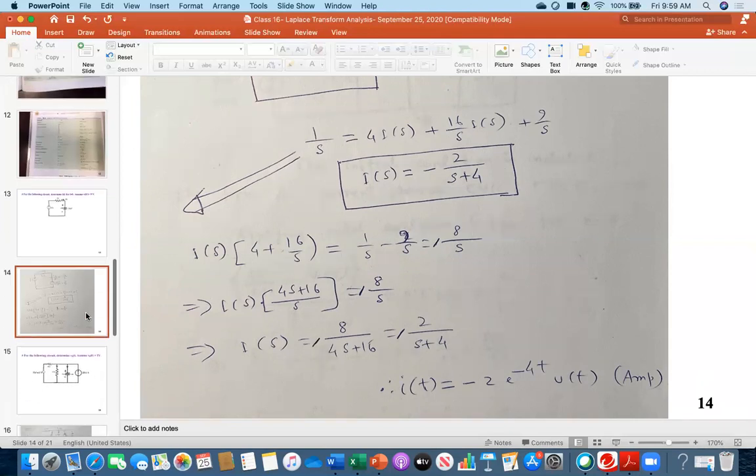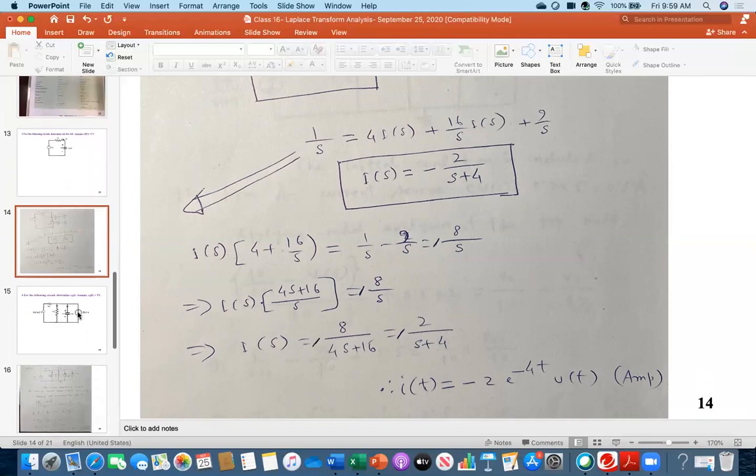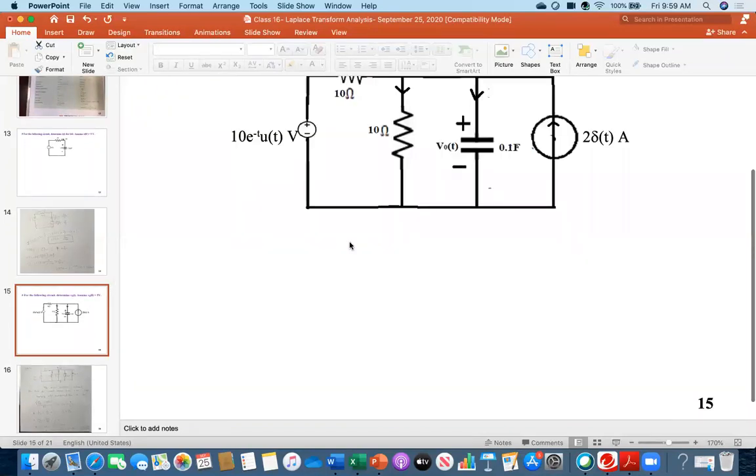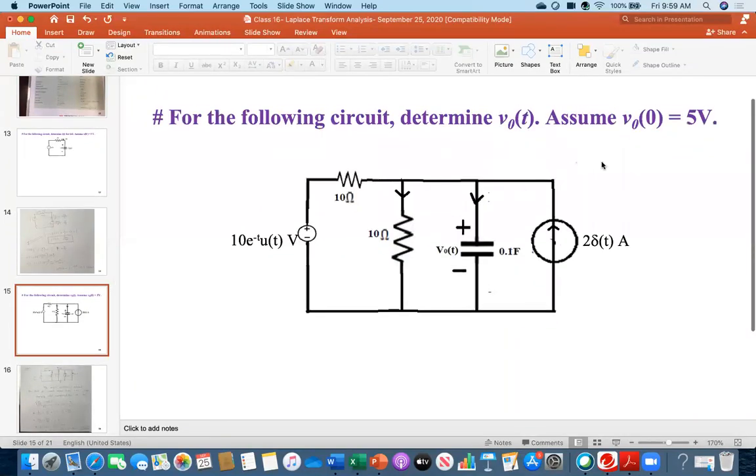Okay, therefore look at one more problem, then it will be much clearer to you. Everybody see this circuit. For the following circuit, determine V naught, and assume V naught is 5 volts.